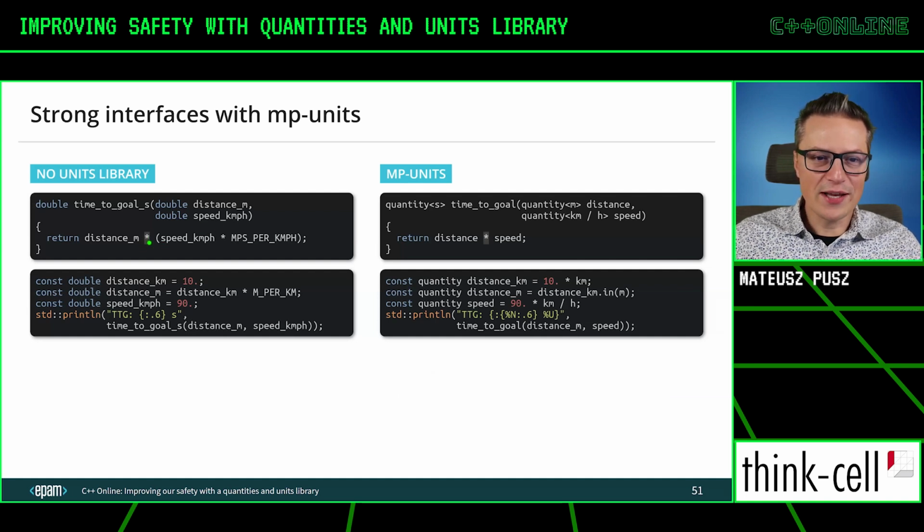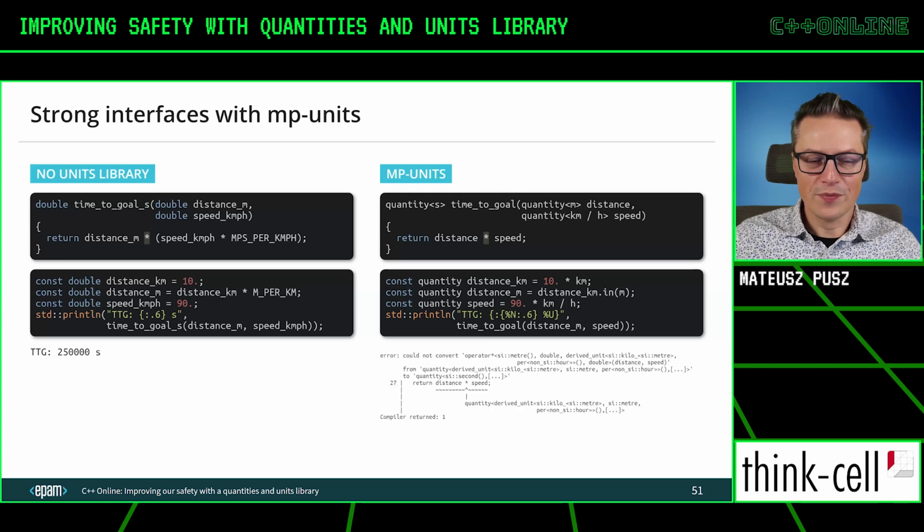Now, let's make a mistake in our calculation again. So let's try to do multiplication instead of division. Another incorrect value from the double case, and with the library used for physical units we get the correct behavior, where we get the multiplication error here, stating that the result of it does not conform to quantity of seconds.